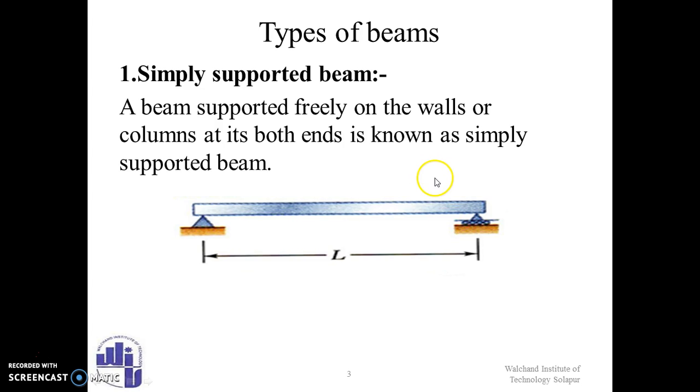Let's see the types of beams. First one, simply supported beam. If you observe here, this beam is simply supported over two supports. This is your span. They have mentioned here that the beam is supported freely on walls or columns. Supports may be a wall or a column at both ends. So this beam, simply rested over two supports, is known as a simply supported beam.